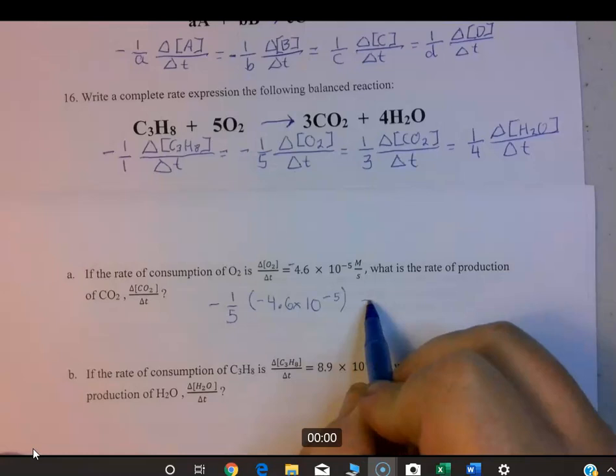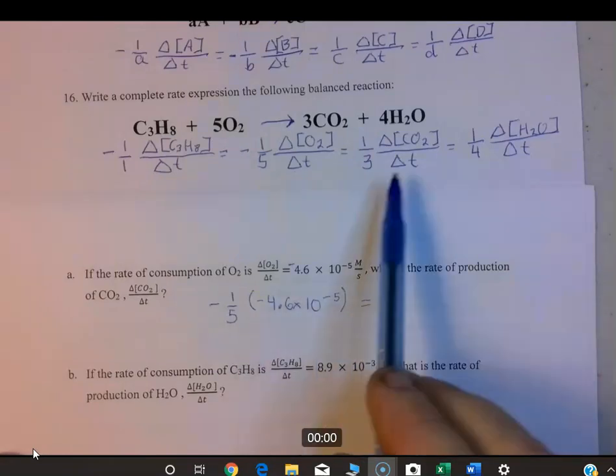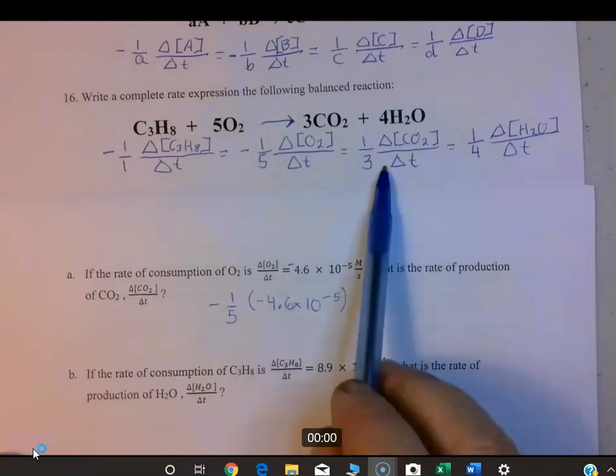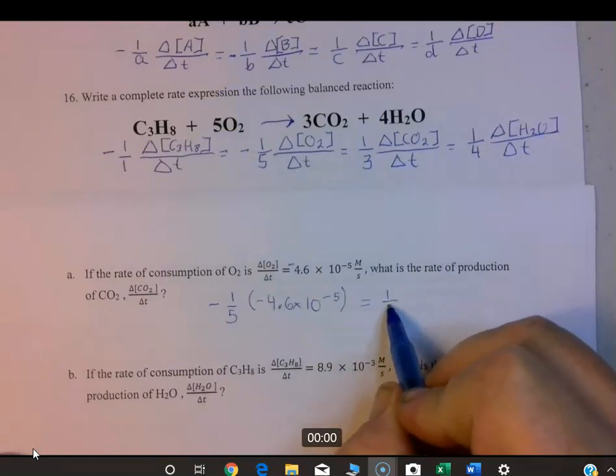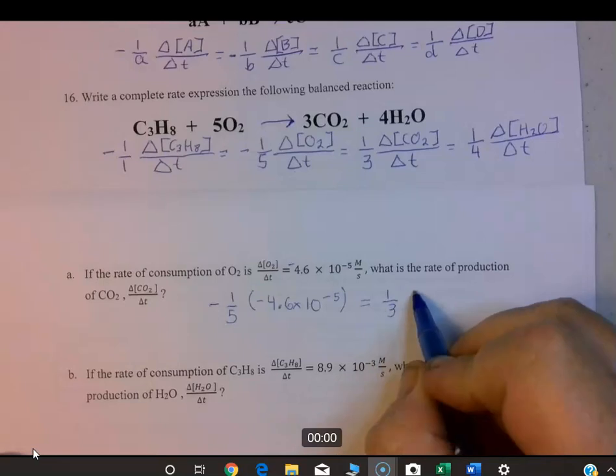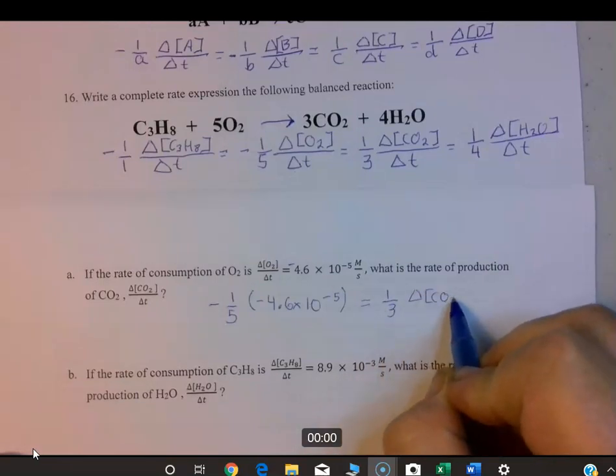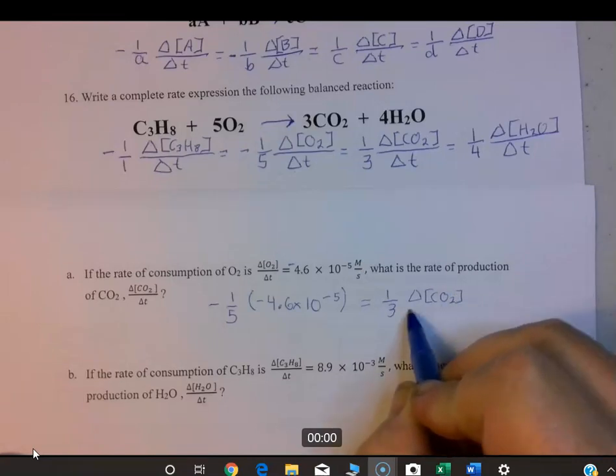And that's going to equal this term for CO2. So it's going to be 1/3. You've got to bring the coefficient over. And it is positive since CO2 is increasing. So delta, change in concentration of CO2 over change in time.